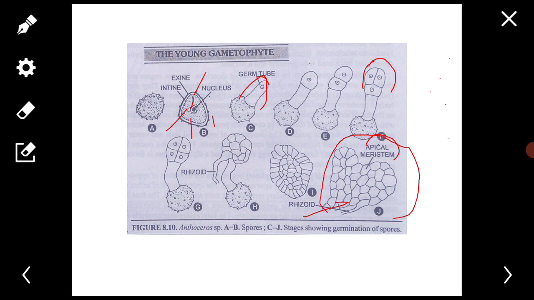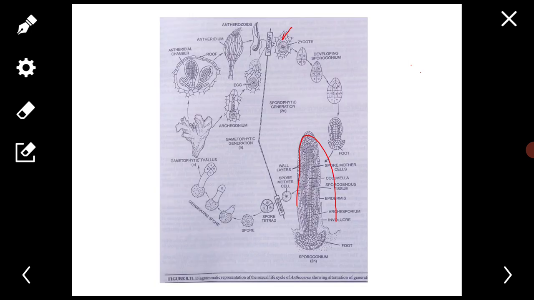Students, today we have completed the Anthoceros plants. In the next video, we will study the Funaria.